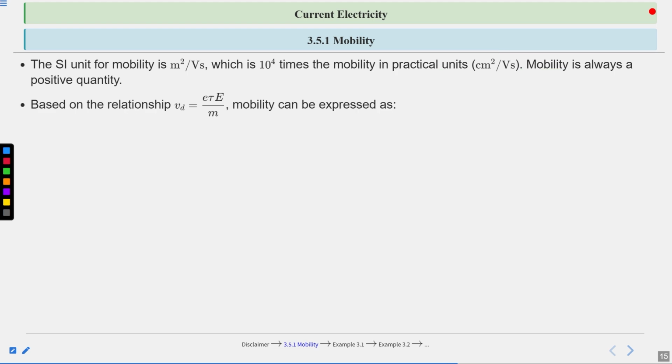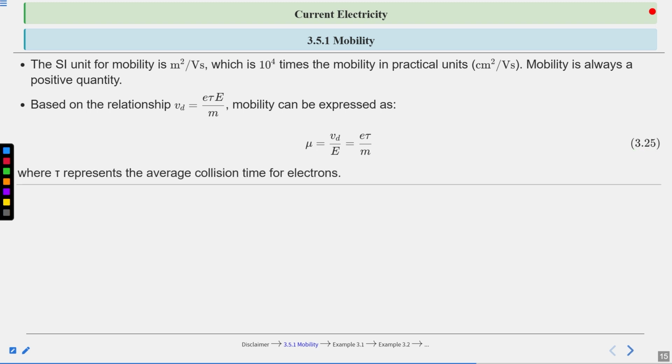Based on the relationship, we know Vd is minus eEtau by m, but the magnitude is eEtau by m, as we are eliminating the negative sign. Putting this Vd value in the expression of mobility, we get mu equal to e tau upon m. Mark it as equation 3.25. This is the expression for mobility, where tau represents the average collision time for electrons, the relaxation time, the average time between two collisions.